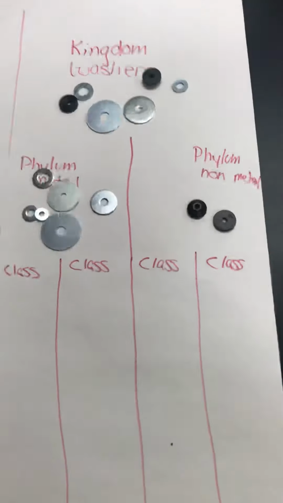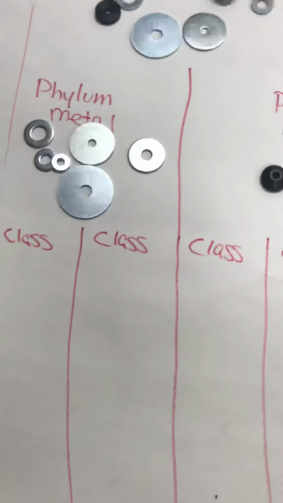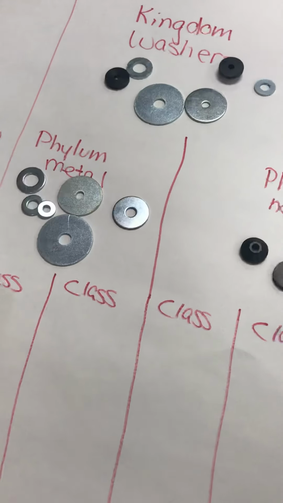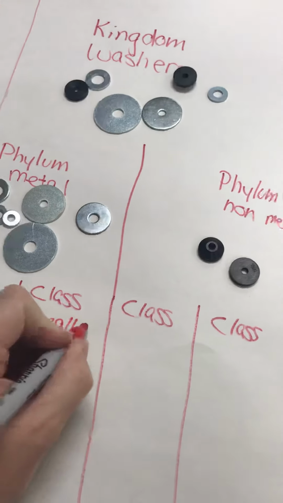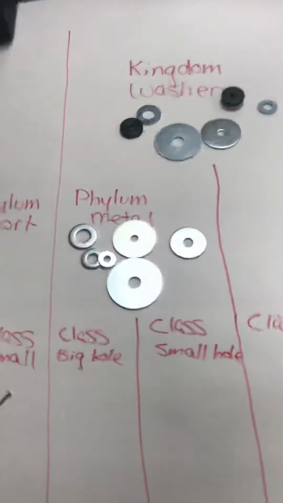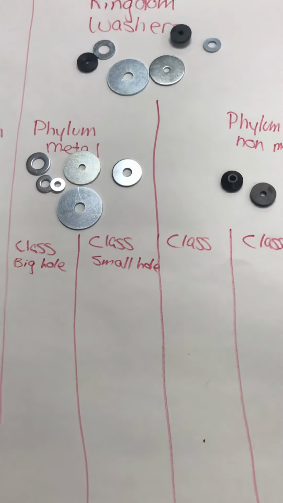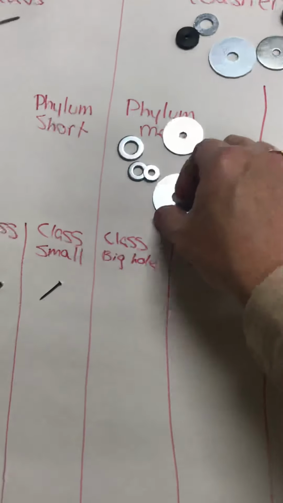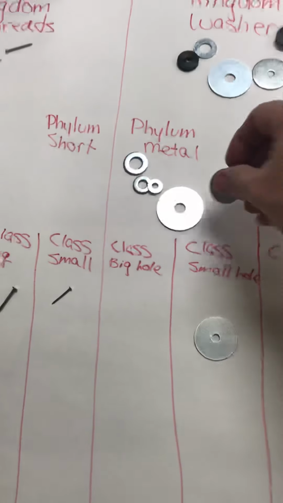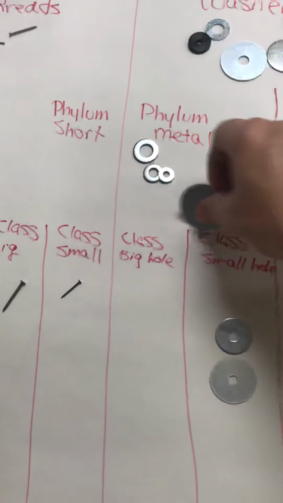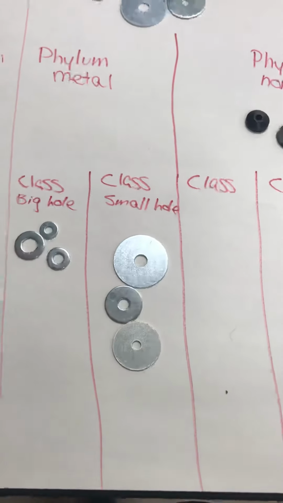Okay, now we're over to kingdom washers, phylum metal. And my classes I decided on were big hole and small hole, meaning the size of the hole in the center. And I'm thinking in my head, big as opposed to the whole size of the washer. So this one's pretty small for the whole size of the washer, so I'm going to put it in small hole. This one's pretty small for the size of the washer, so is this one. I think these are fairly large in comparison with the whole size of the washer.